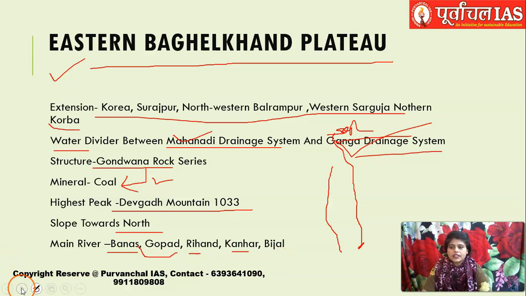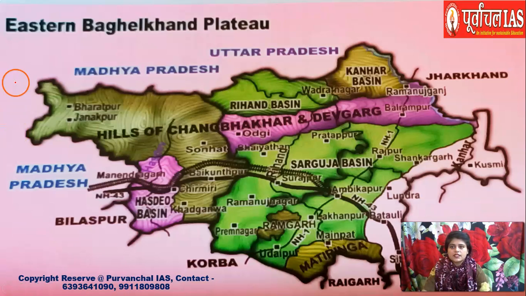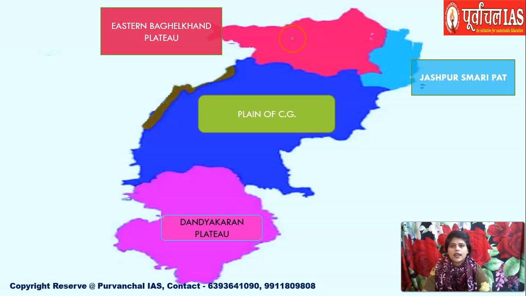Now if we take a look at the map, you can see this is the Eastern Baghelkhand Plateau. In the beginning, the map that I showed you was an intact consolidated map of Chhattisgarh, this one. And here we have seen that this part is the total Eastern Baghelkhand Plateau.